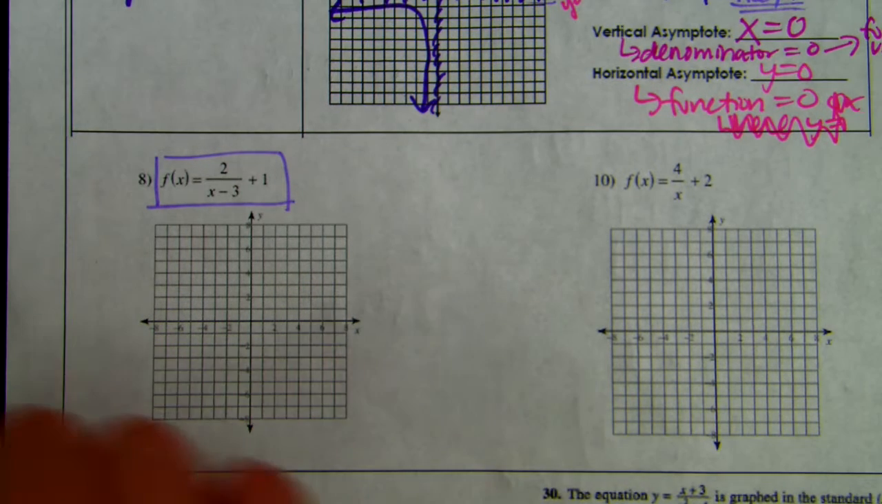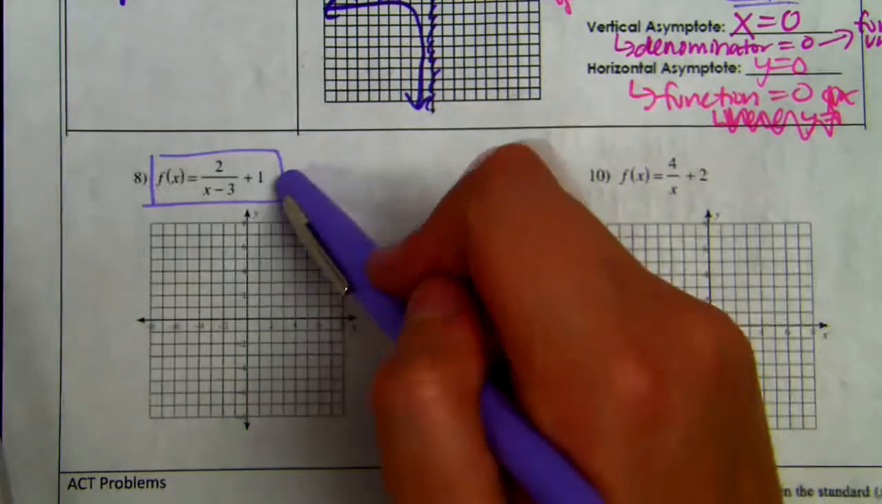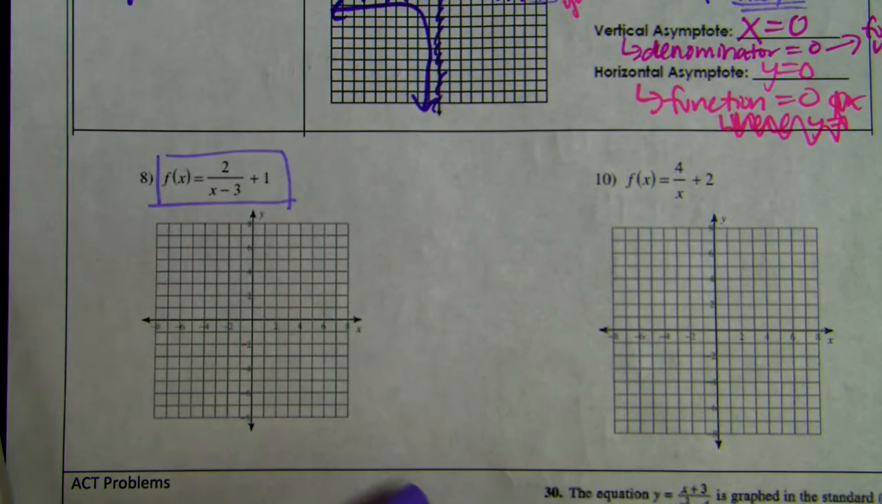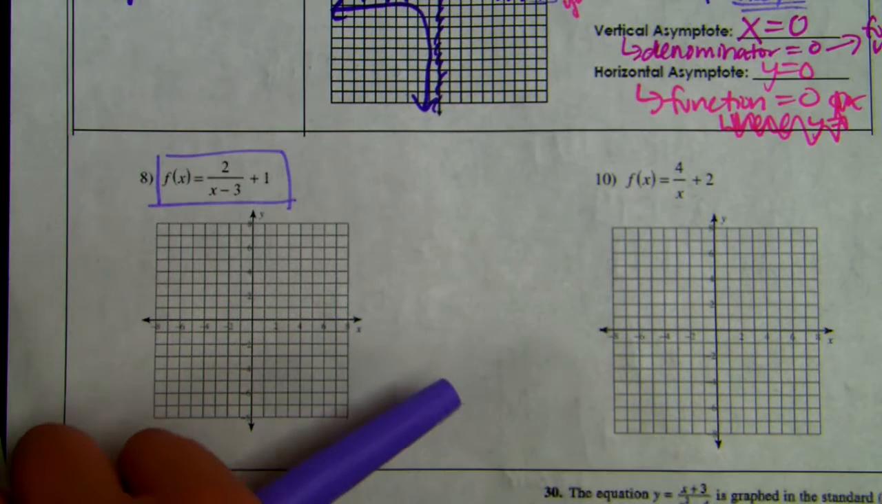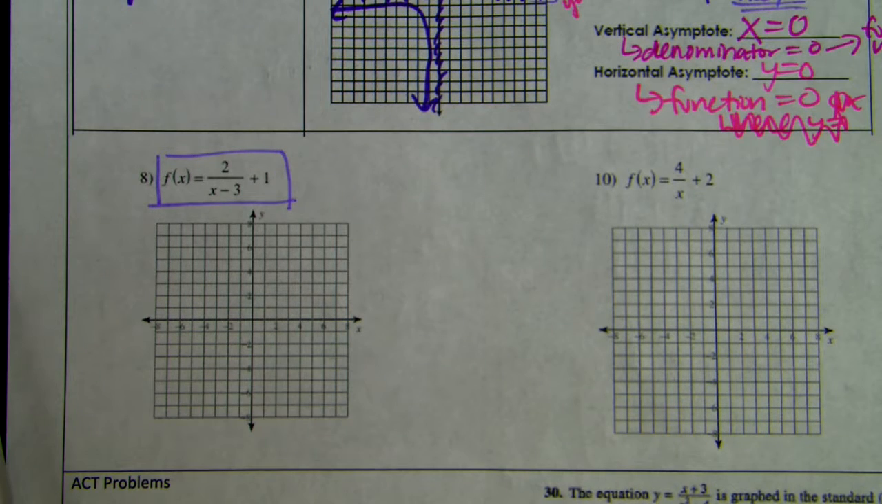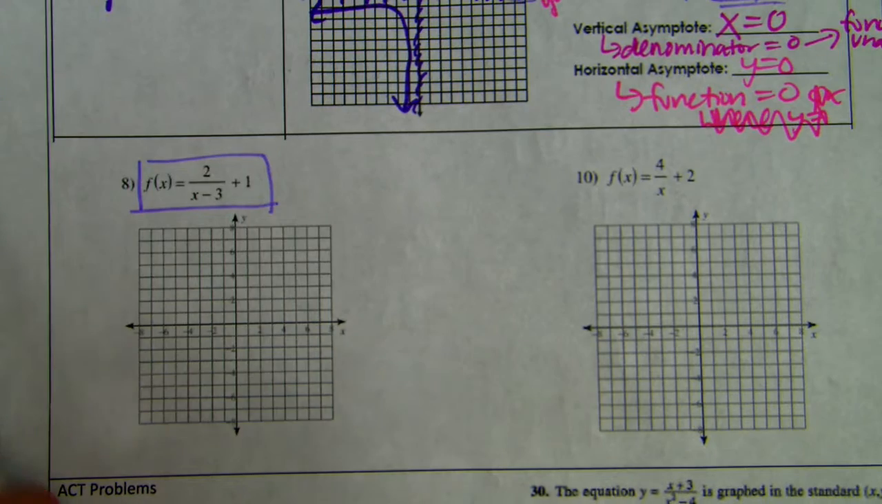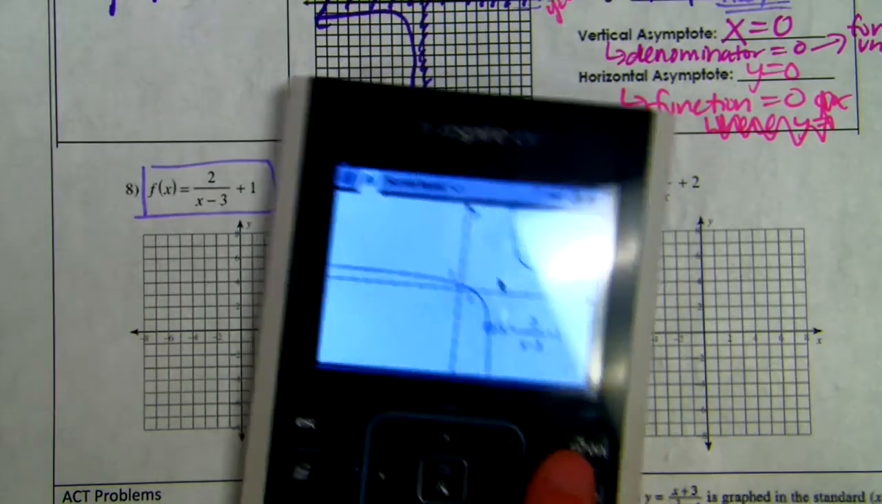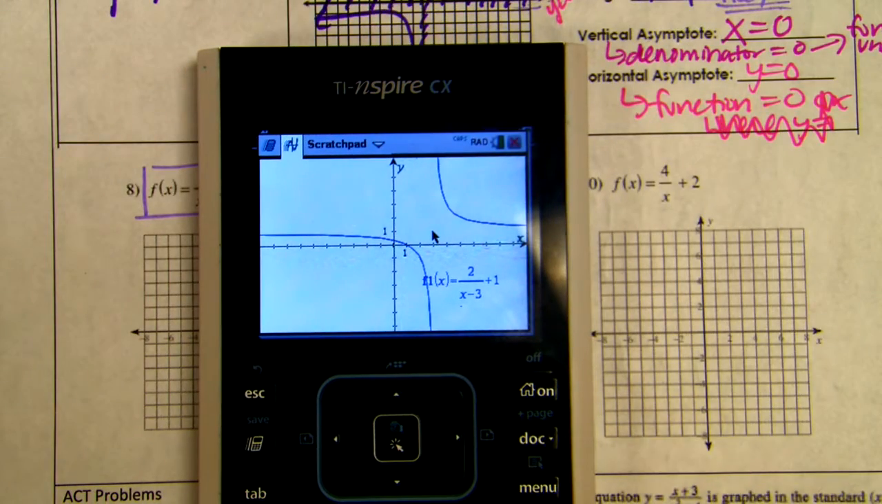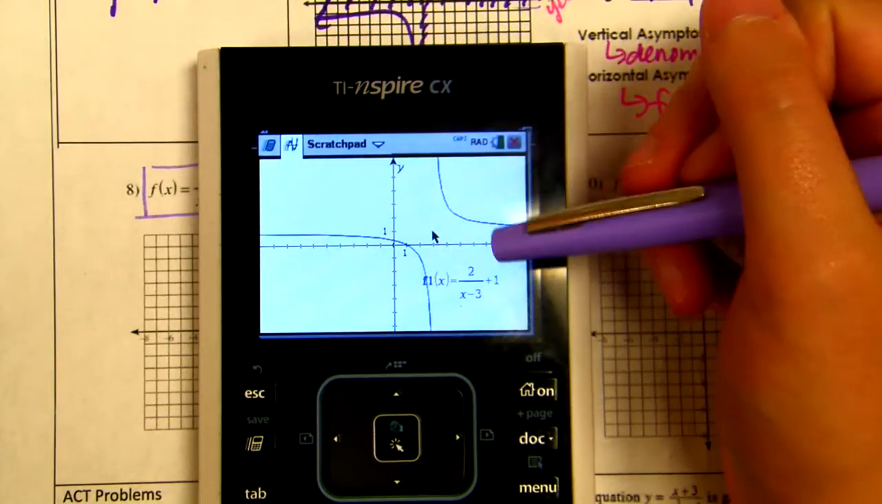So going back up here, I'm going to clear that out and type this in. So we have 2 over x minus 3 and plus 1. Hit enter. Good. So here, wow, you cannot even see my calculator. I'm very sorry. That was a waste of your time, so I will stop doing that. Here we have 2 over x minus 3 plus 1.